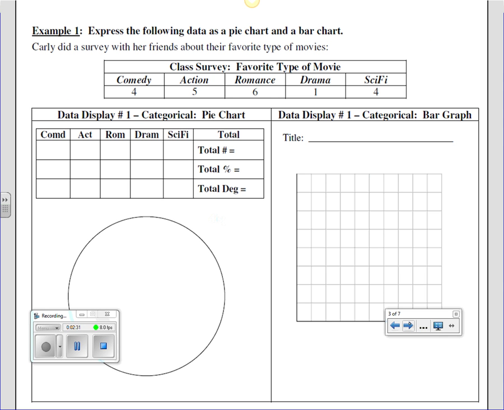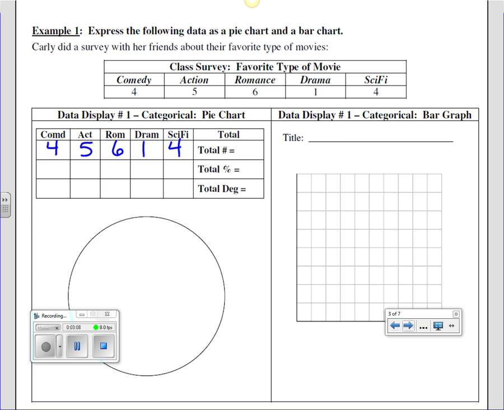Anybody need more time to write? All right, so let's do our first example. Express the following data as a pie chart and a bar graph. Carly did a survey with her friends about their favorite type of movies, and you've got comedy, action, romance, drama, and sci-fi. What does it mean to have a 4 under comedy? 4 people picked comedy as their favorite. So right here in our little chart, we're going to fill in the same numbers to start with. For comedy, there's how many people? 4. For action, 5, romance, 6, drama, 1, sci-fi, 4.